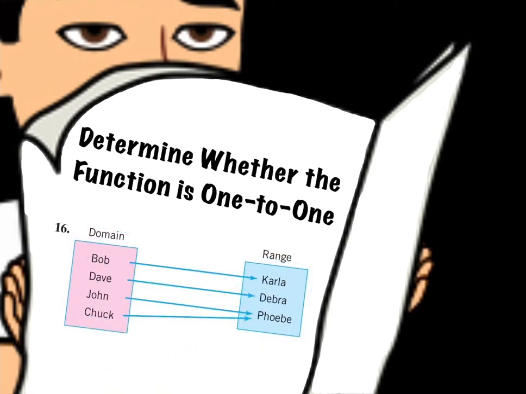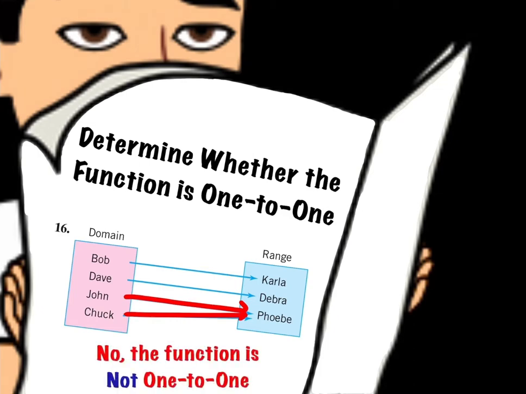For number 16, you see that two of the domains match up with one range. So this is more like a 2-to-1 function. So we want to answer no, the function is not one-to-one.